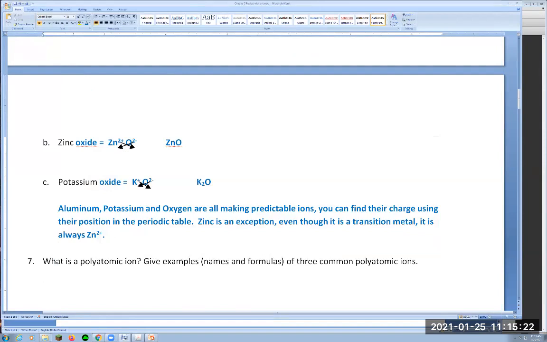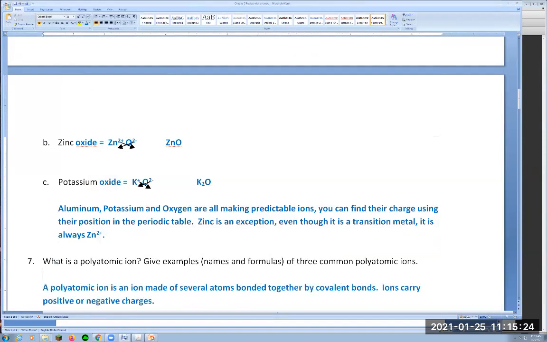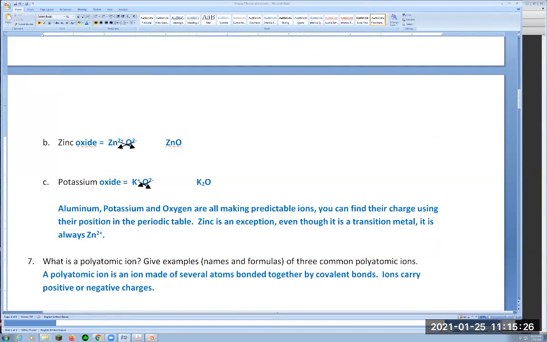What is a polyatomic ion? A polyatomic ion is made of several atoms bonded together by covalent bonds. Ions are species that carry positive or negative charges. So it's an ion with positive or negative charges, but it's made of several atoms because poly means several, atomic refers to atom. So it's made of several atoms bonded together by covalent bonds, right? It's this type of bonds, not ionic.